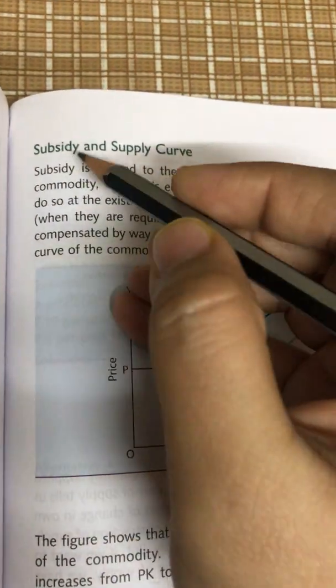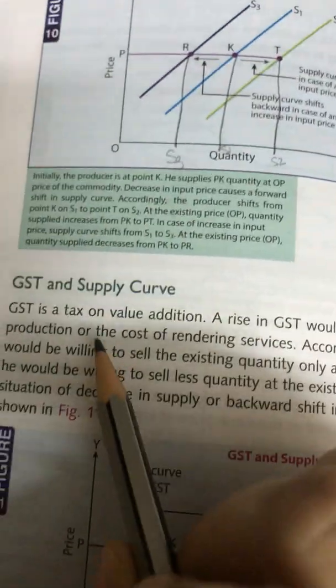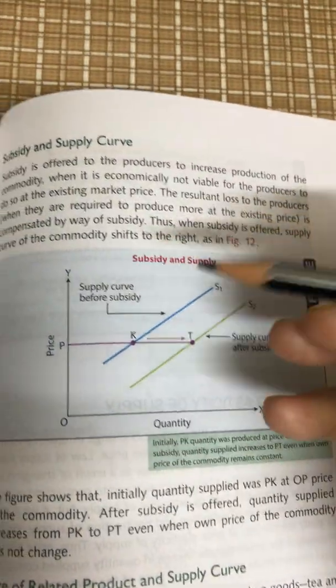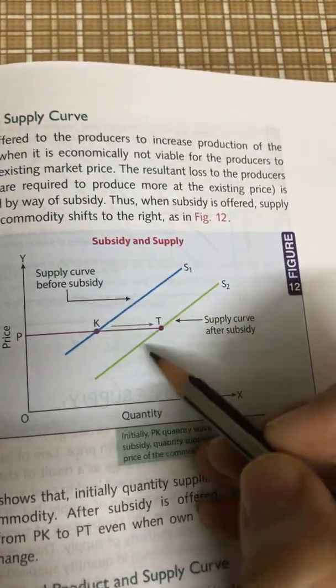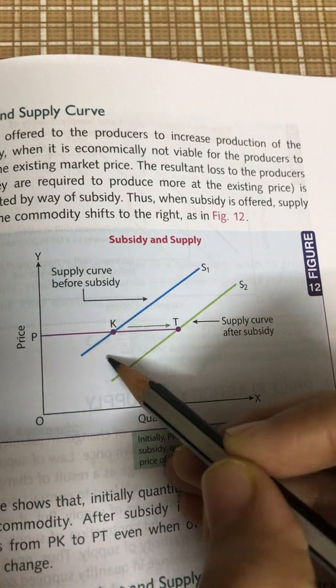Then the next comes subsidy. Now, as you have tax here, you have subsidies. Subsidy is like when you get help from the government. So S1 is the original supply curve.